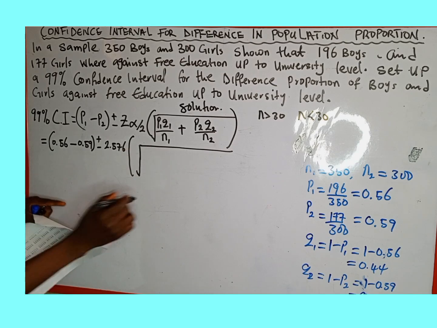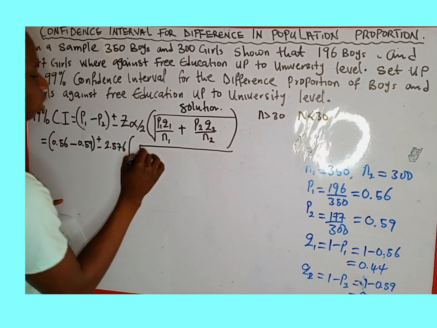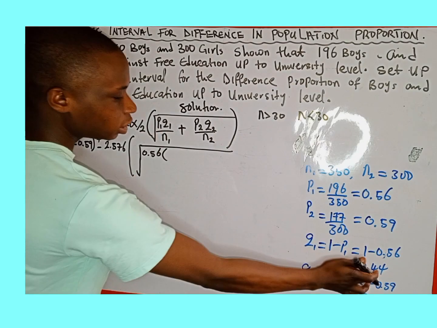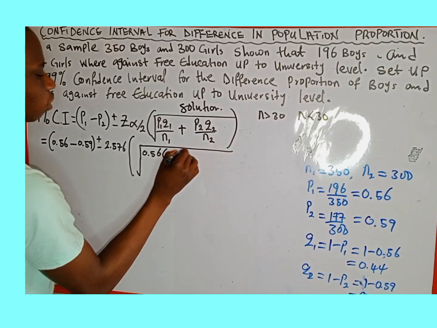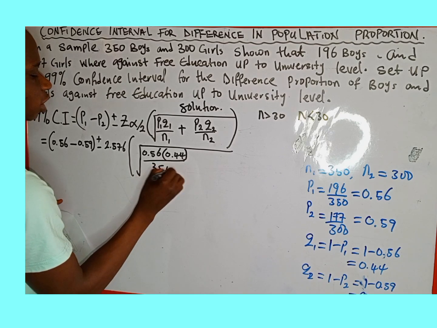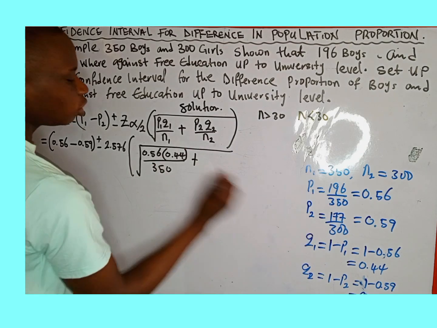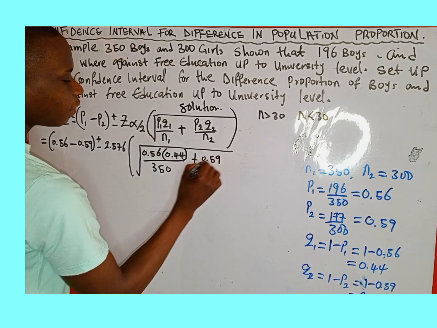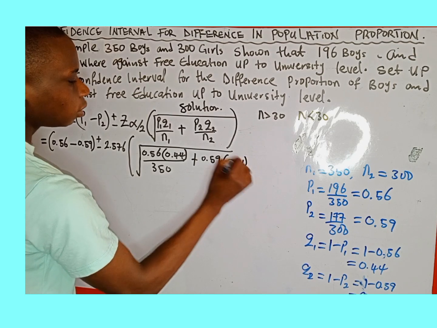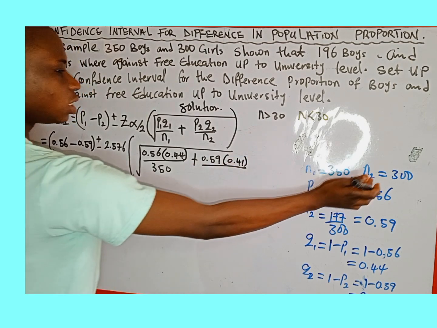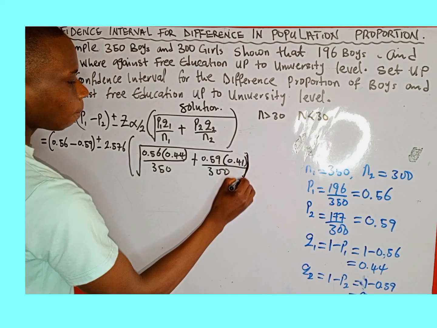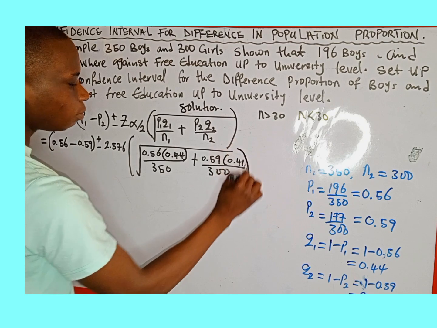P1 from the calculation is 0.56. Then multiply by Q1, which is 0.44, then divided by N1, and N1 is 350 for the boys. And plus P2, which is 0.59, multiplied by Q2, which is 0.41, then everything divided by N2, which is the sample for the girls, which is 300. So we close the bracket.